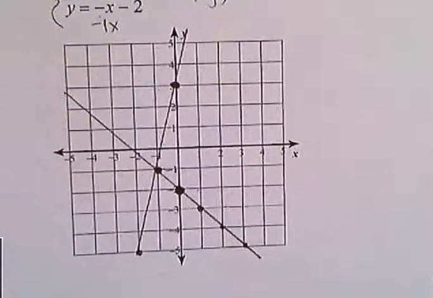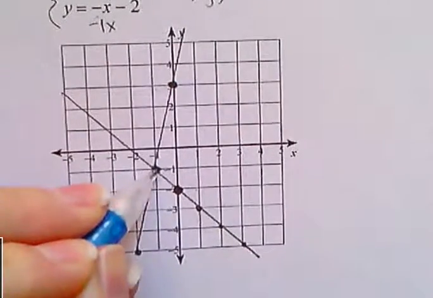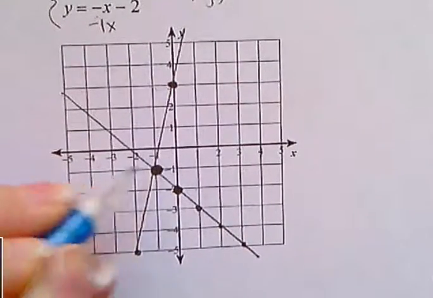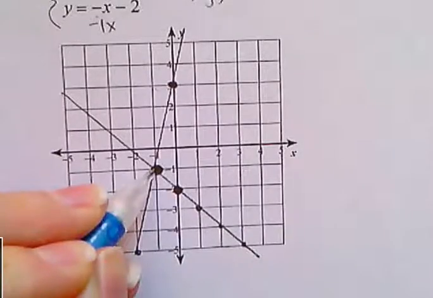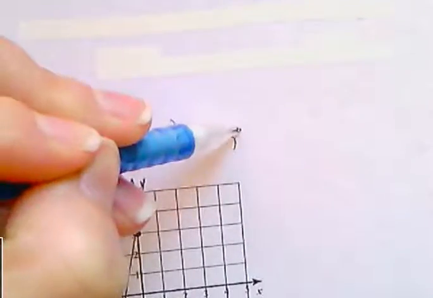And now I have my two graphs. And we see that the point at which they intersect, they touch right here. And the point at which they touch is negative 1, negative 1. So my xy value is actually just negative 1, negative 1.